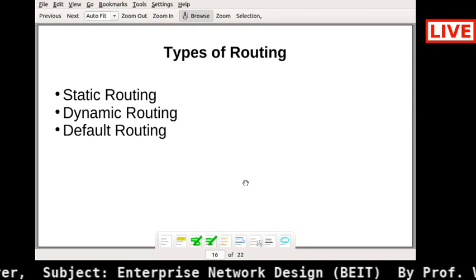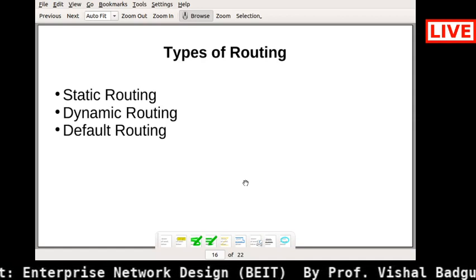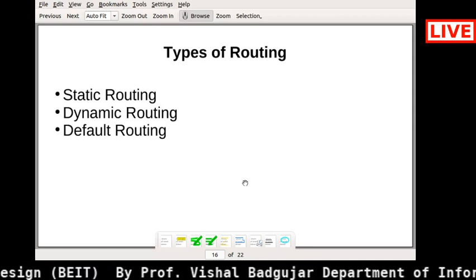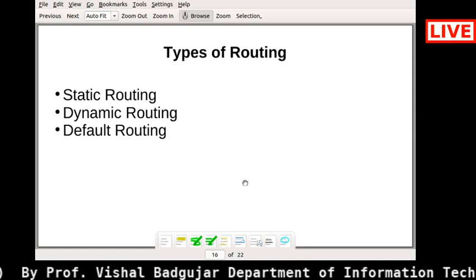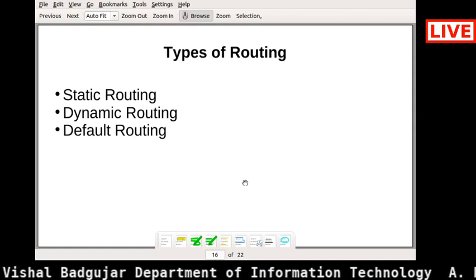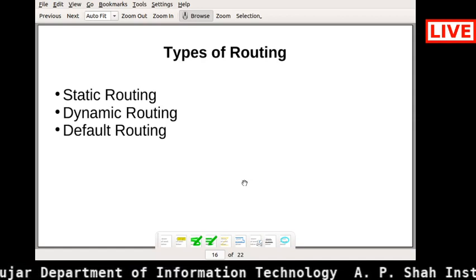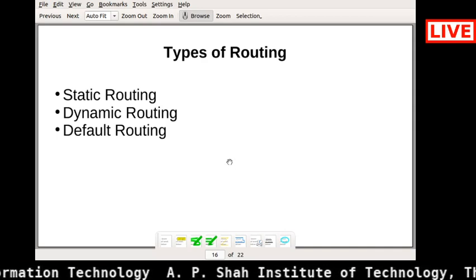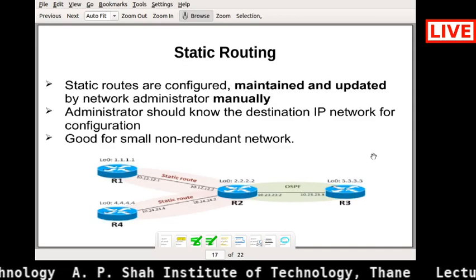Then we will see what different types of routing we have. I have listed them here. There are a total of three types of routing. The first one is static routing, the second one is dynamic routing, and the third one is default routing. We will see one by one what is meant by static routing, dynamic routing, and default routing.